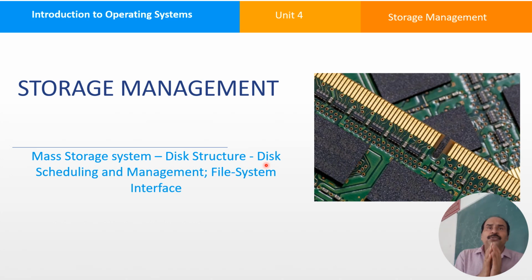In the first unit we studied the overview of operating systems, what their functions and objectives are, and what things they manage. In the second unit we studied what a process is and how processes are managed by an operating system, that is, process management. The third unit was memory management. The fourth unit we are studying is storage management. Memory management means we are concerned with the main memory and its aspects.